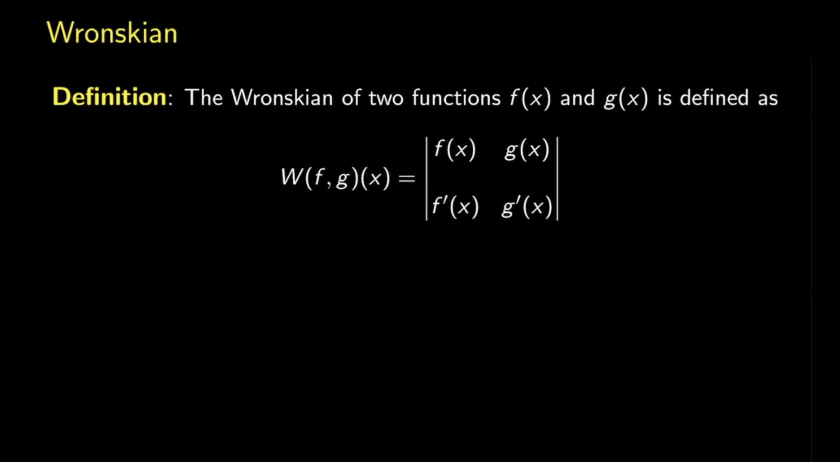The Wronskian of two functions f and g of x is defined as the determinant of these two functions and their derivatives. This is a 2 by 2 determinant, which we can calculate by multiplying the diagonal entries and subtracting them. So the Wronskian will be f of x times g prime of x minus f prime of x times g of x.